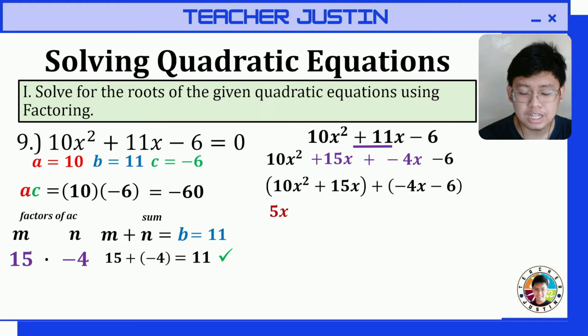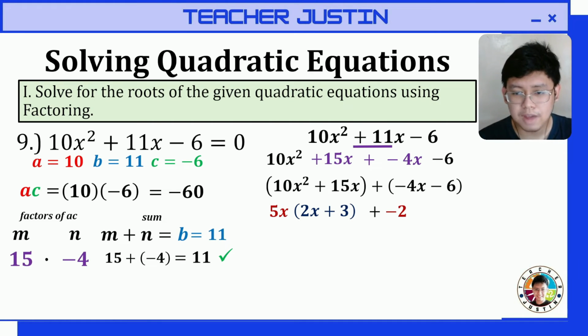So, let's divide each term by 5x. That will give us 2x plus 3. Okay? Then, punta naman tayo kay second group. So, sa second group, ang common factor nila is they are both divisible by negative 2. So, let's divide each term by negative 2. We will have 2x plus 3.